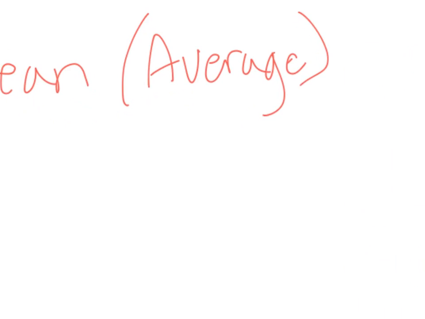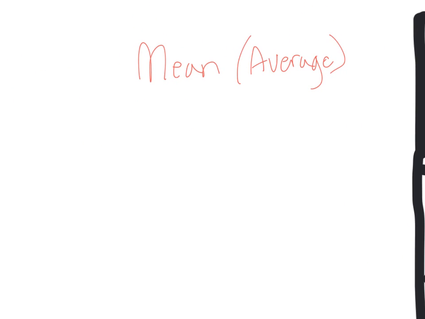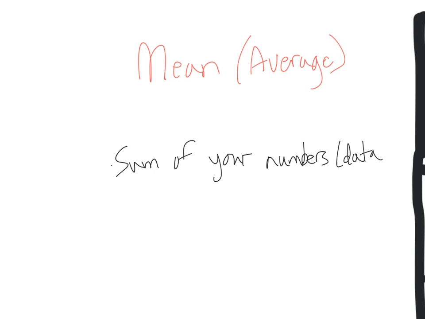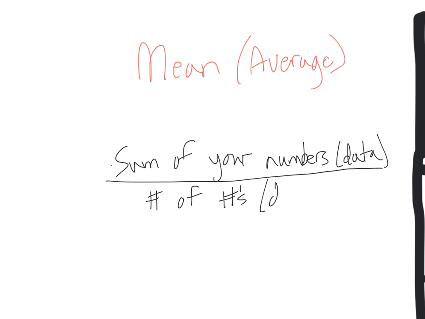Here's how you find the mean. It's a really simple formula. You are going to take the sum of your numbers or data, and you're going to divide that by the number of numbers or data. So really simple formula. You're just going to add and then divide.